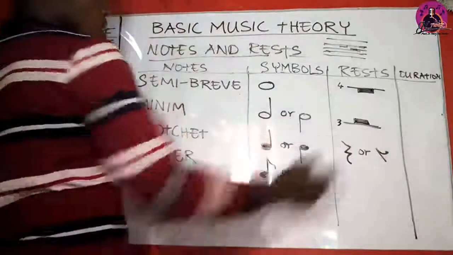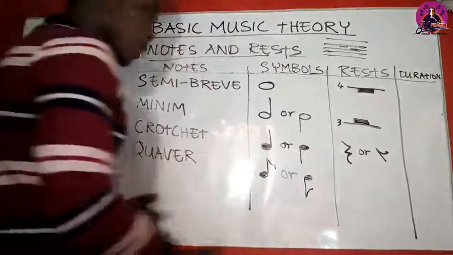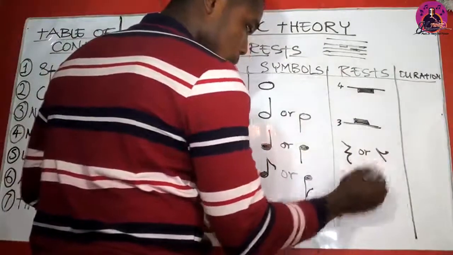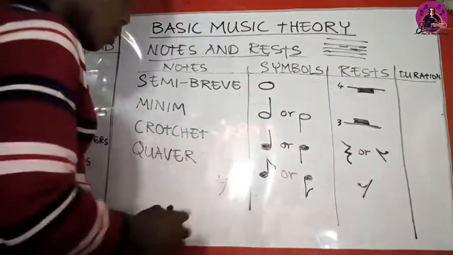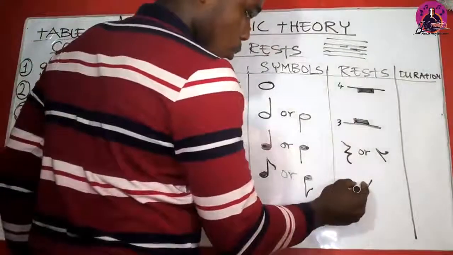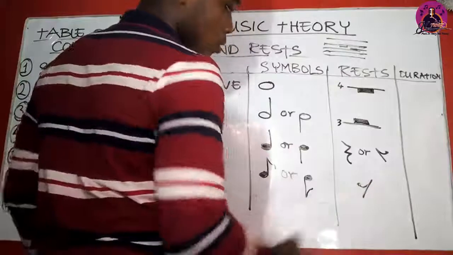So this or this. And then for the quaver rest, it looks like this, just like the reverse of this. Not Y, not letter Y. As the rest, a knot, then curve, then straight down there.